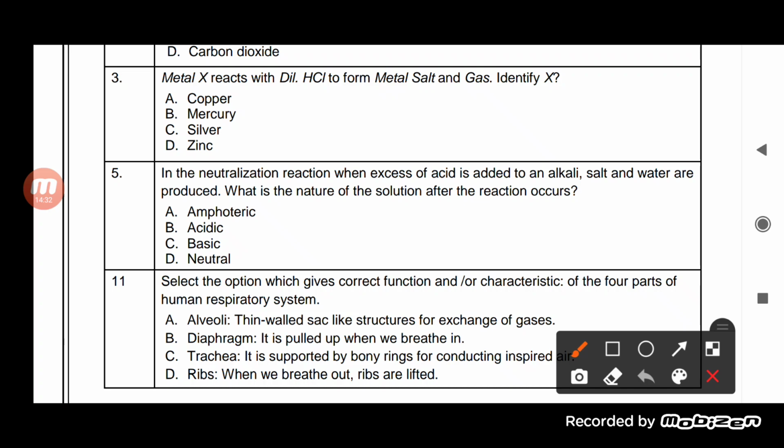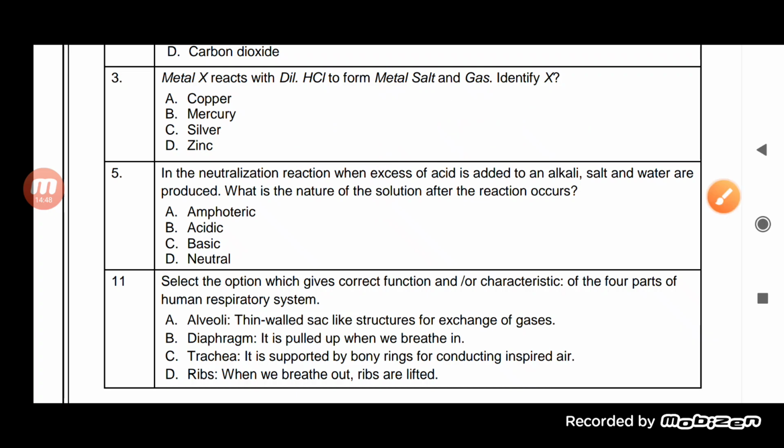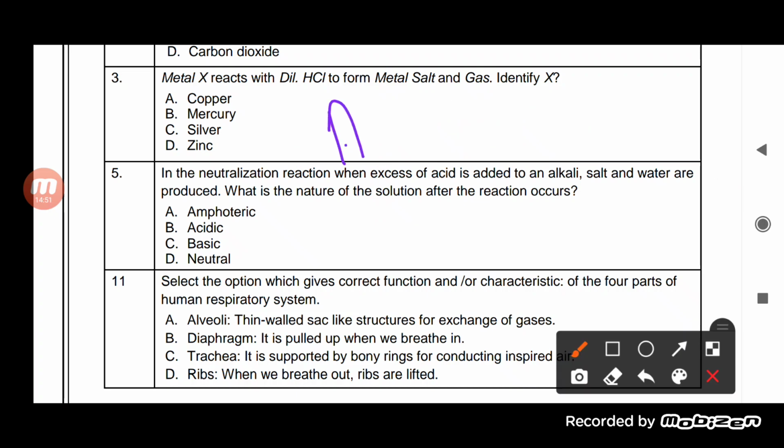Second, with mercury. Hg plus HCl, mercury is also less reactive, so there will be no reaction with hydrochloric acid. And finally with Ag, that is silver. Silver reacting with hydrochloric acid, there is no formation of a gas, since Ag, that is silver, is less reactive than hydrogen.